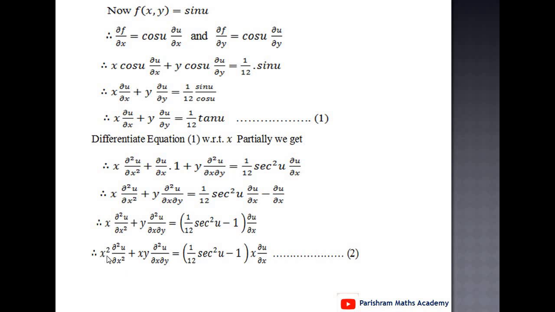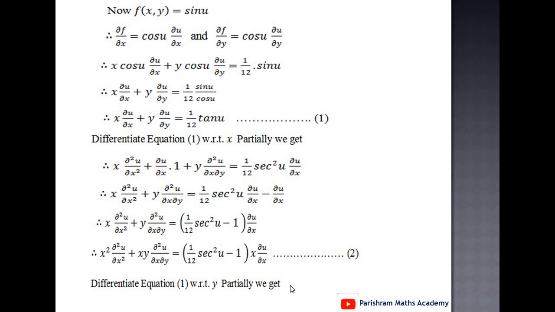We get x² ∂²u/∂x² plus xy ∂²u/∂x∂y equal to (1/12 sec²u minus 1) x ∂u/∂x, equation number 2. Again differentiate equation 1 with respect to y partially.